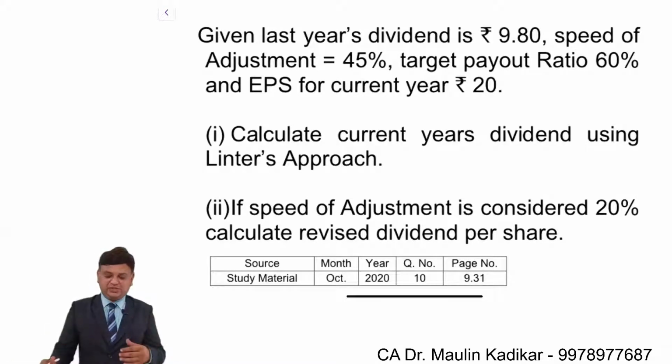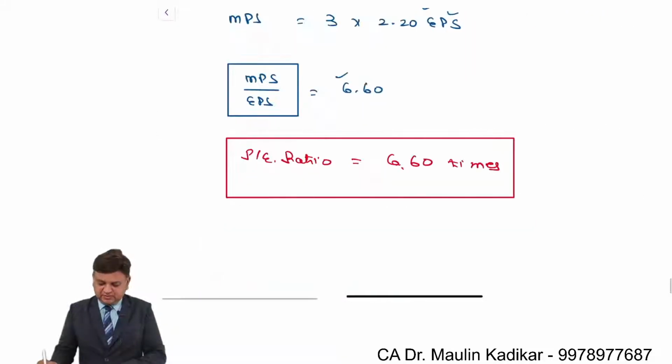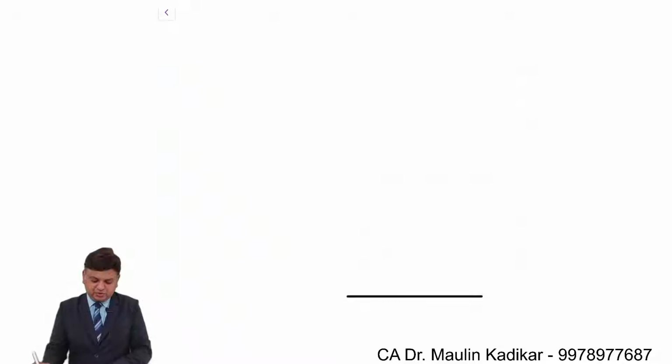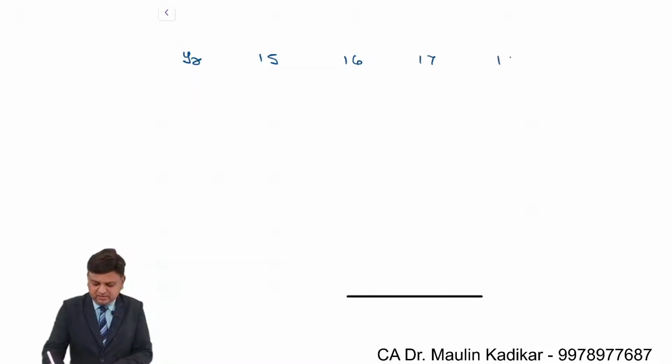Let us see one next question, and with that, we are going to understand the new concept of the dividend policy, that is the Lintner approach. Let us have a discussion about the Lintner approach. To give an explanation of the Lintner approach, I take a small example. Year 2015, 16, 17, 18, 19 and 20.